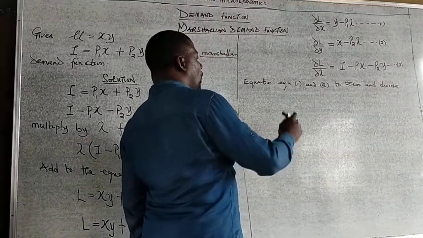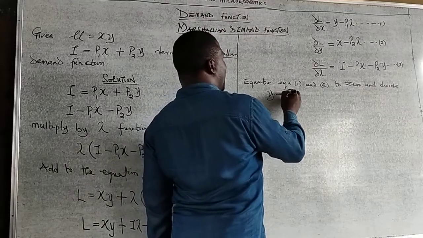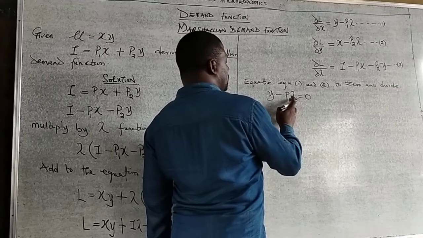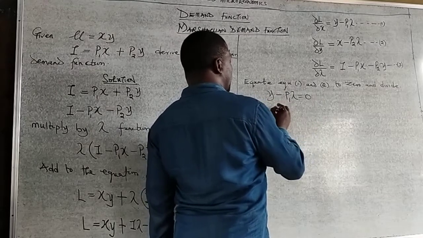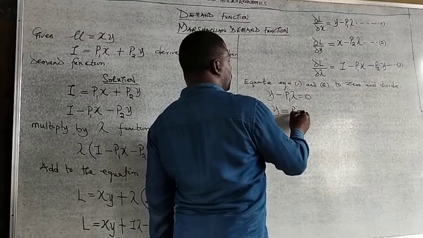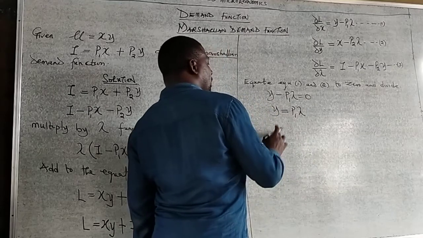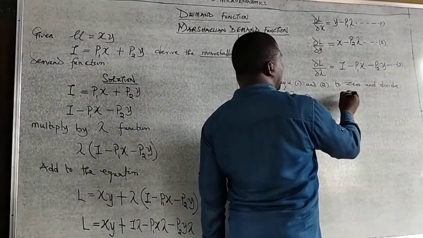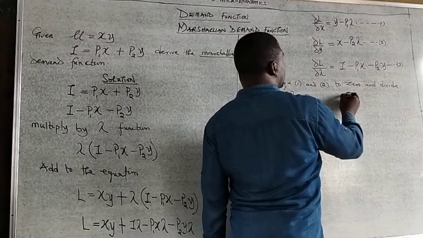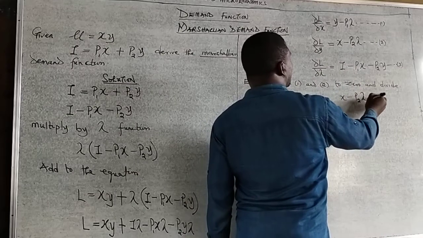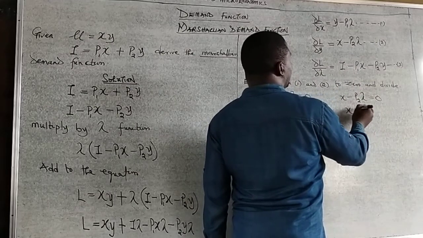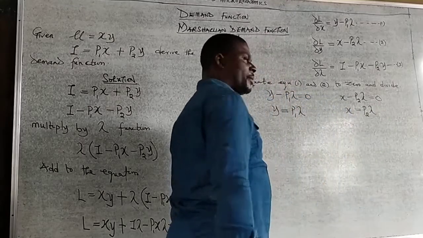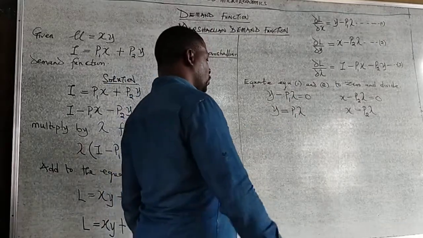So equation 1 is y minus p1 lambda equals 0. Now this minus p1 lambda, by the time I bring it here, what will it change to? Plus p1 lambda. Then my second equation, x minus p2 lambda equals 0. If I take this one to the other side, what will it change to? p2 lambda. So let me divide the two equations now.